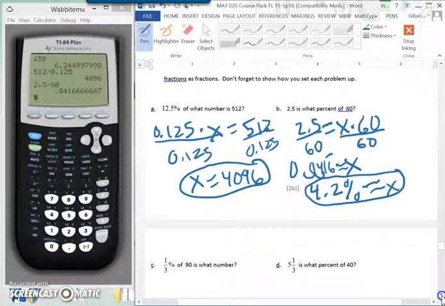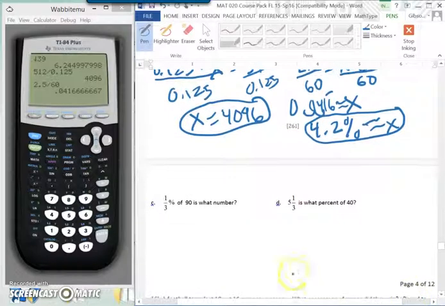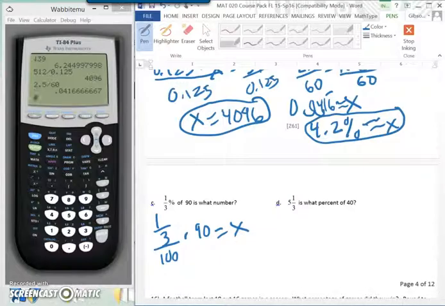Now, we come here to C. Now we have 1/3 of a percent of 90 is what number? 1/3 of a percent is the same as saying 1/3 divided by 100, of is multiplication, of 90 equals what number? Now one thing I want to tell you is this: whenever you have a fraction over a number, this is the same as multiplying the two denominators. So this will give you 1 over 300. Well, it's supposed to be times 90. Times 90 is equal to x.